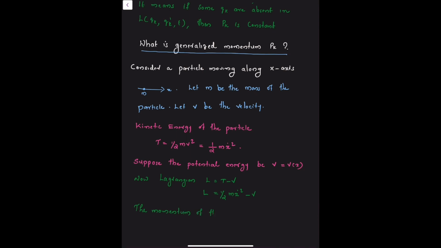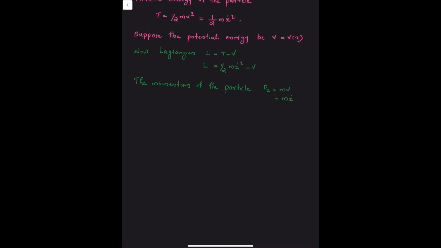Now what is the momentum of the particle? The linear momentum of the particle. We know that it is mv, that is m x dot. Now we can arrive at this expression by using dou T by dou x dot. Since T is equal to half m x dot square, dou T by dou x dot is m x dot, that is px.